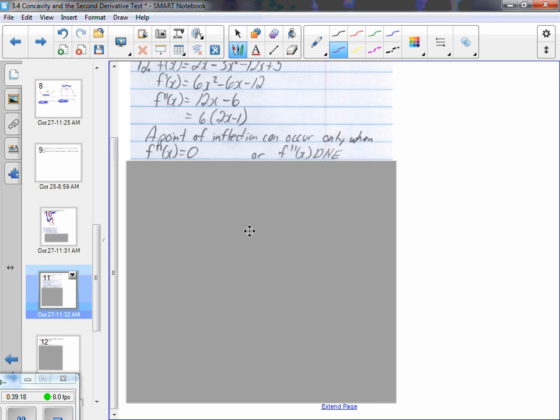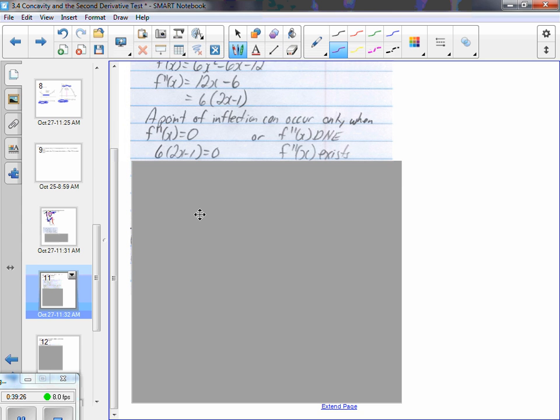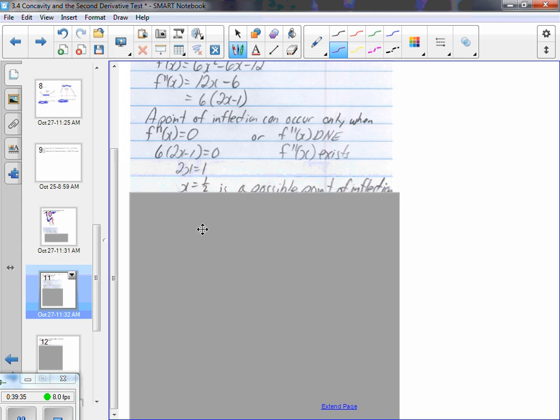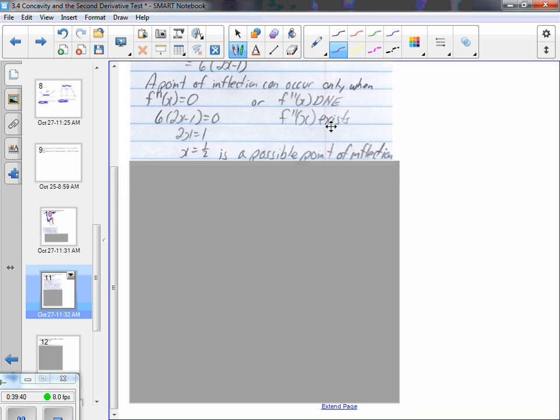Well, the second derivative is a polynomial. It exists, doesn't it? But if I set 6 times the quantity 2x minus 1 equal to 0, what does that equal? 1/2. Take as many steps as you need to work that out to get x equals 1/2. So f double prime of x does exist. x equals 1/2 is a possible point of inflection. So if the concavity does change, it can only change when x equals 1/2.